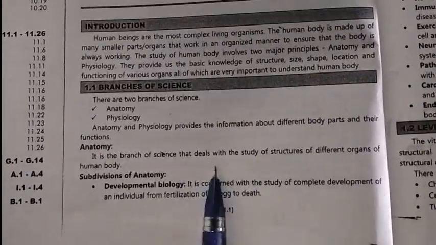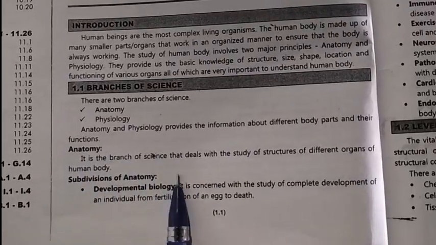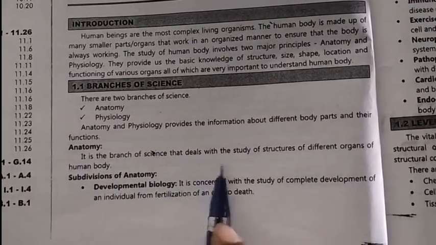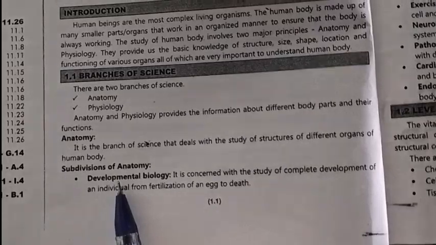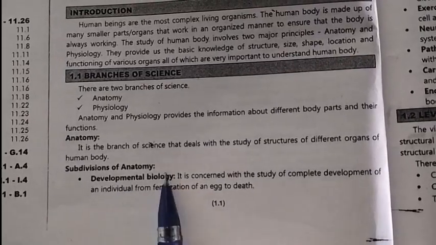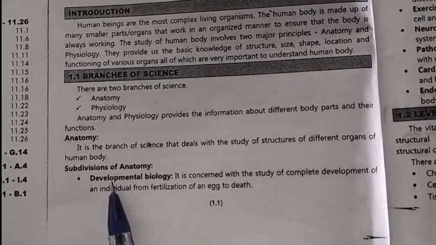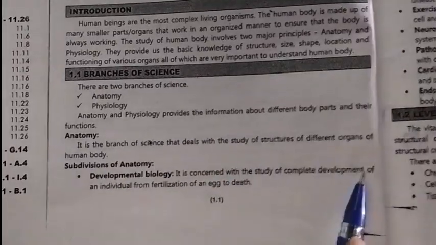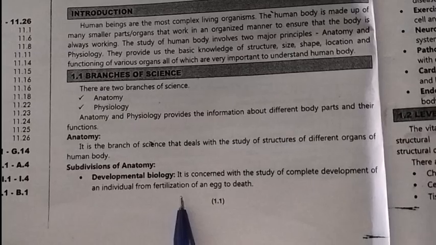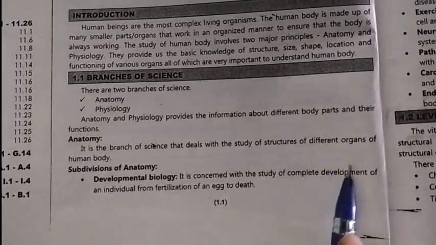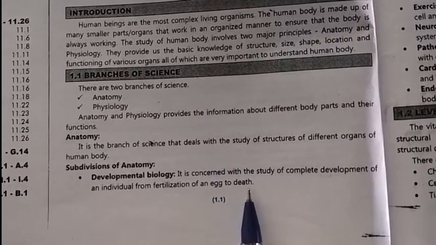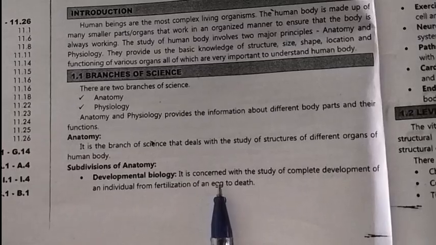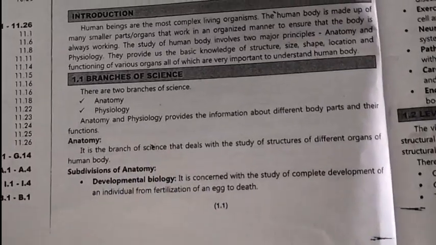Then let's begin. Anatomy, the study of internal structures of an organism, is called anatomy. Then what are the subdivisions of anatomy? Developmental biology, as the word itself indicates, is the complete development of an individual from the fertilization of the egg to death, from the formation of the cell to the death. The complete developmental study comes under developmental biology.